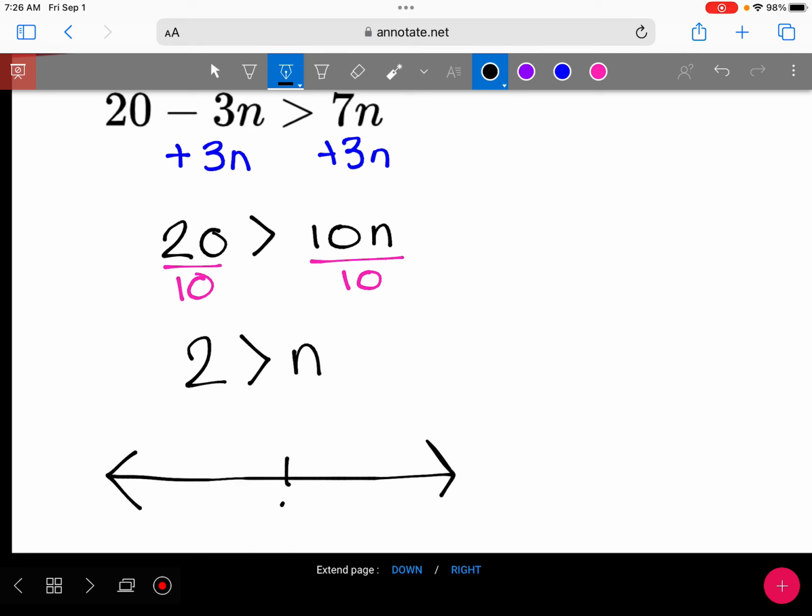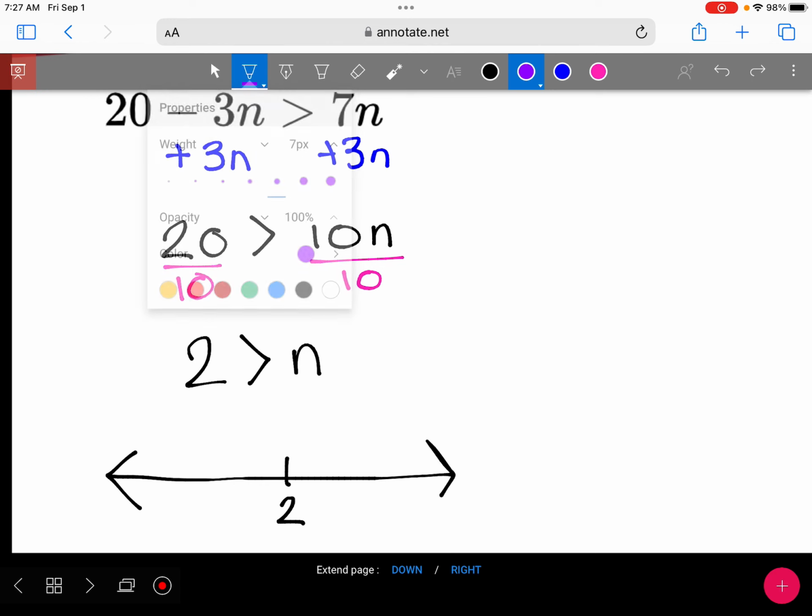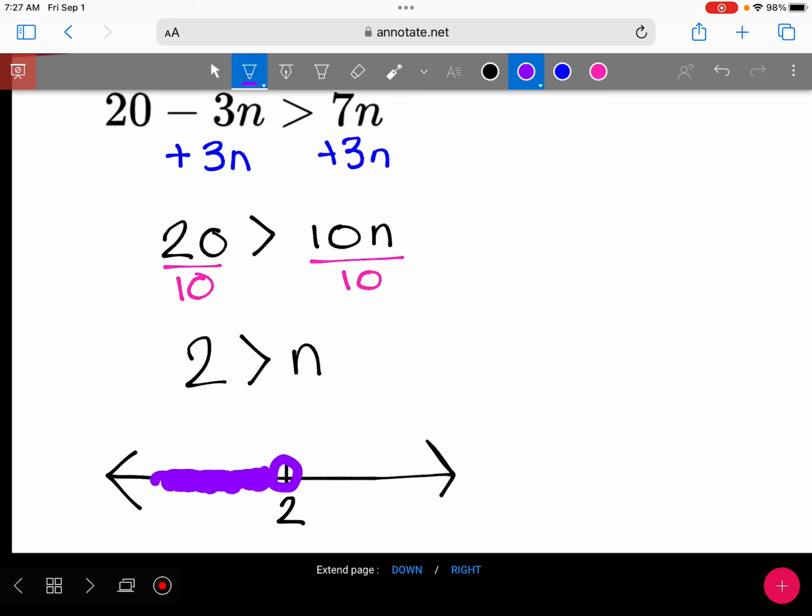So if our n is 2, when we sketch this out, we're going to use an open circle because it's not equal to, which means I need a slightly less chunky pen. Open circle. And my n is smaller than the 2, so we're going to go this way. Remember, the crocodile always eats the bigger one.